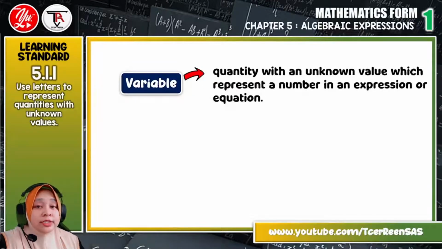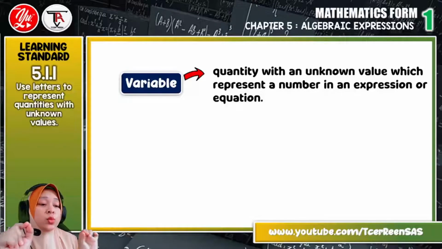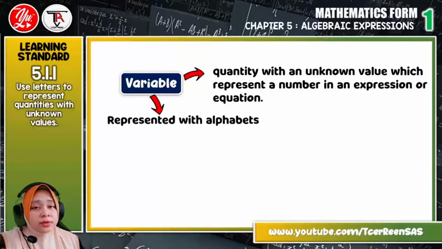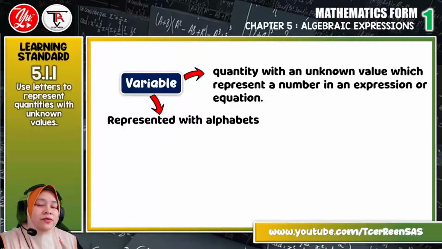Variable is the quantity with an unknown value which represents a number in an expression or equation. So take note that that is the quantity with an unknown value. Okay, and variable is also represented with alphabet. You can use any alphabet from A to Z, but it is better if you can choose the most appropriate alphabet according to the quantity that you want to represent.